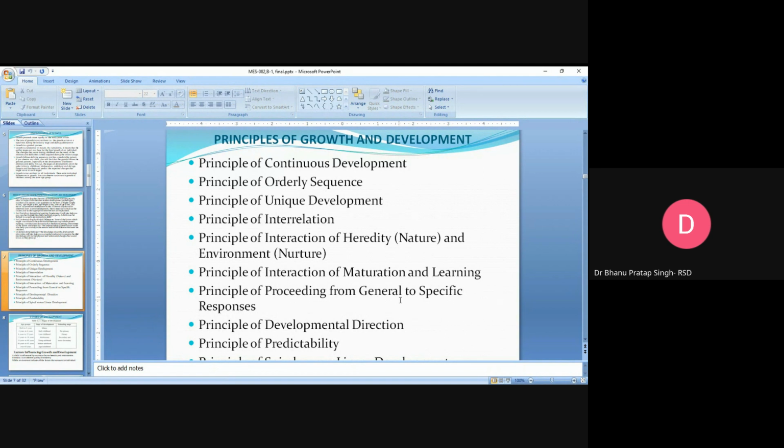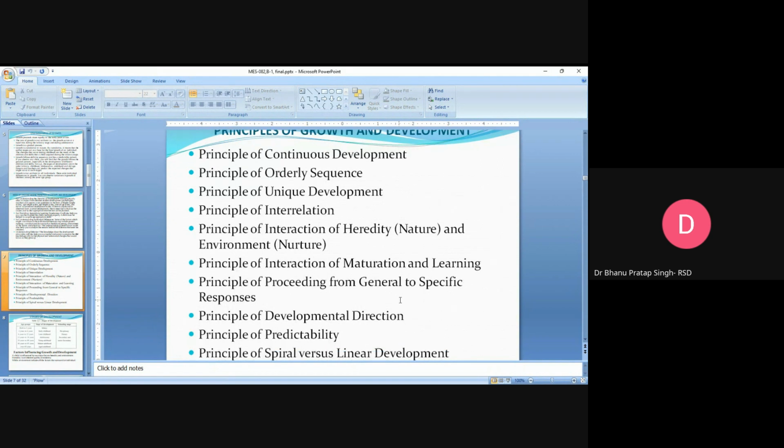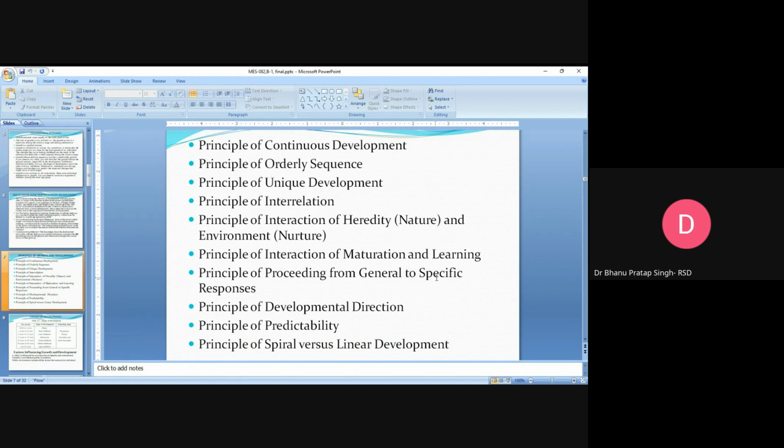Principle of development direction. Development is always towards higher kinds of attainment. It cannot be deterioration, as well as growth that may be higher to smaller because of environmental changes. Principle of predictability. As a teacher, as in the earlier slide, we have discussed that teachers and parents can predict the development as well as the growth of the child.